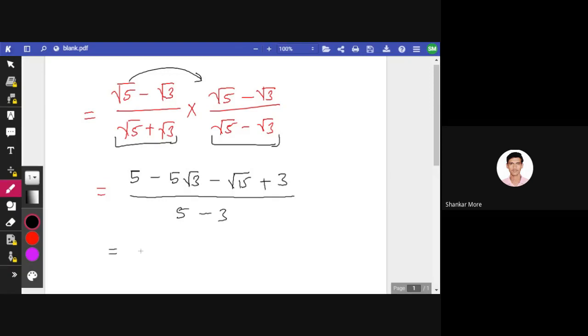Okay, so if we again simplify this, 5 plus 3 is 8, and minus, now this can be again written as, okay, can we simplify this? No, we cannot simplify this 15. So let it be there like that only. So 5 root 3 minus root of 15 divided by 2. Okay, so this should be the final answer.